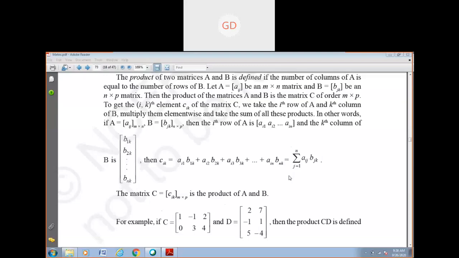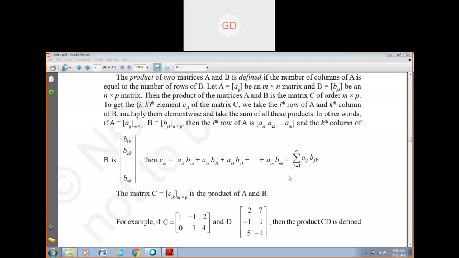When we have two matrices to multiply, first of all we have to observe the number of columns of the first matrix. Suppose A is one matrix, B is another matrix, then A into B we need to compute. Then A is the first matrix and B is the second matrix. So the number of columns of the first matrix, A, and the number of rows of the second matrix, B, must be equal. This is to be observed before performing the multiplication. If equal, then it is allowed for multiplication.